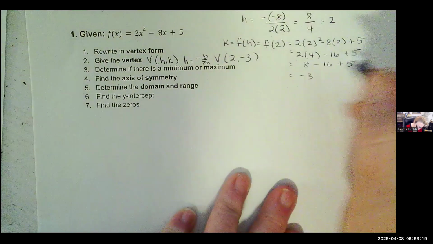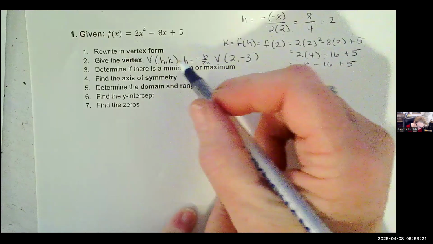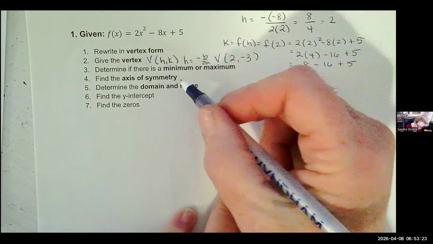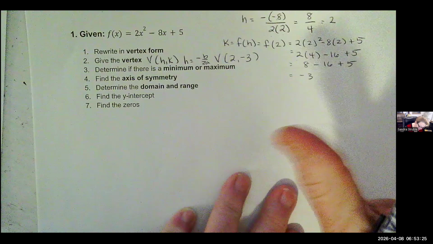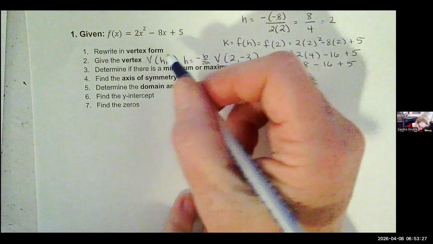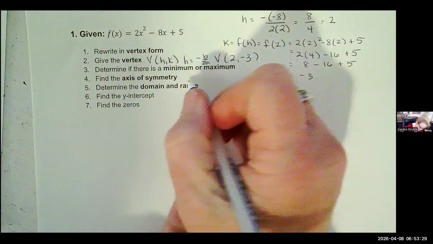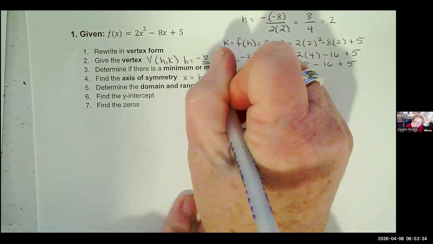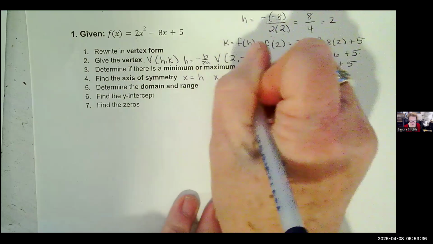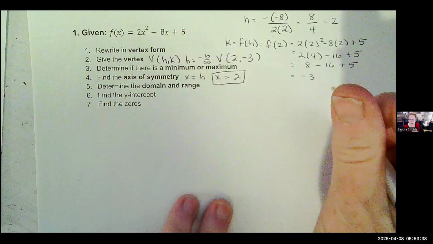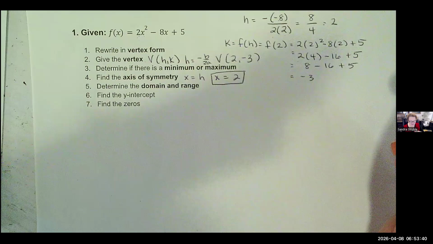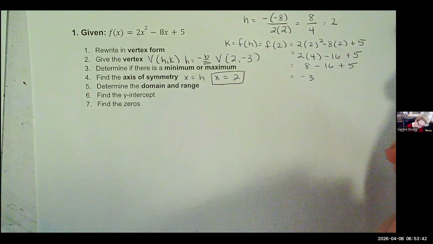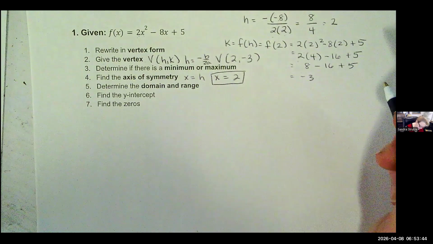All right, let's start with the vertex form. And I can do my axis of symmetry right now, because remember the axis of symmetry is x equals h. So x equals 2. Do not just write 2. That's not the axis of symmetry. Axis of symmetry is a line. 2 is not a line. It must be x equals 2. Be careful. All right. Domain, range, y-intercept, zeros.